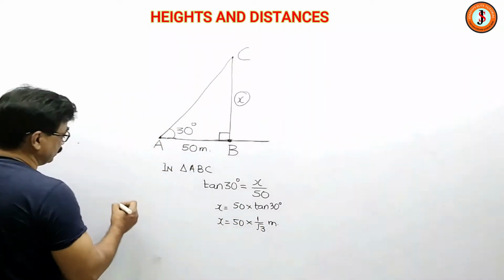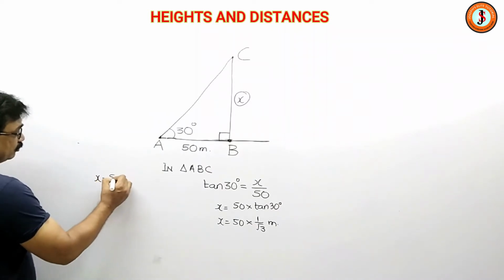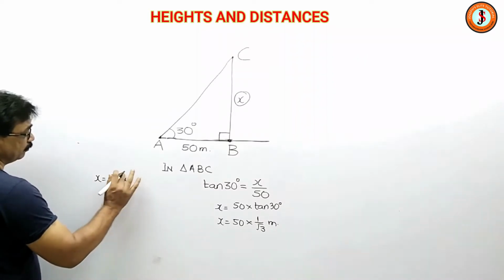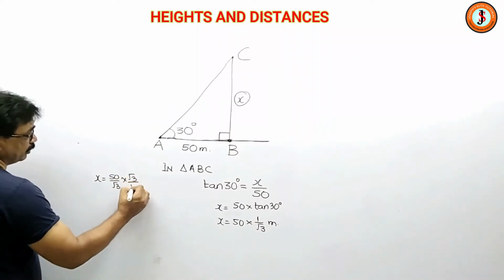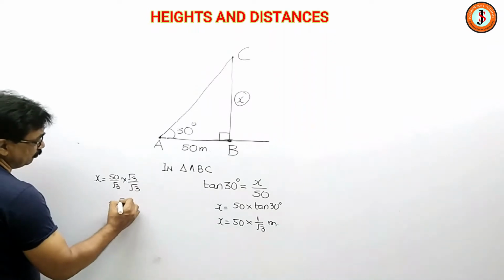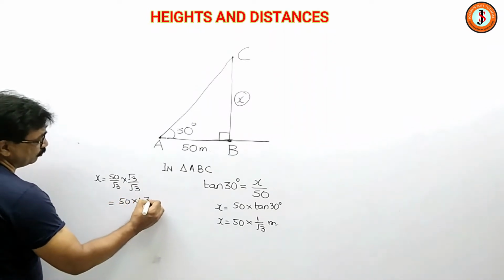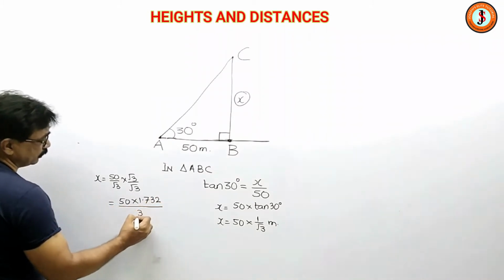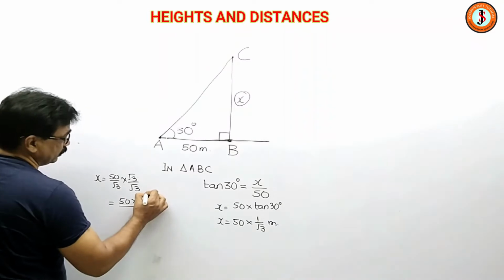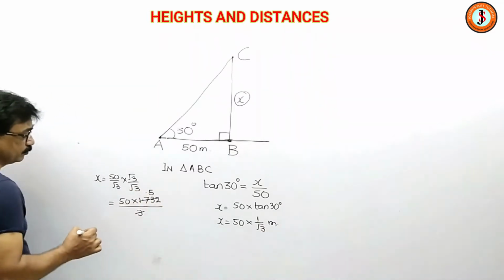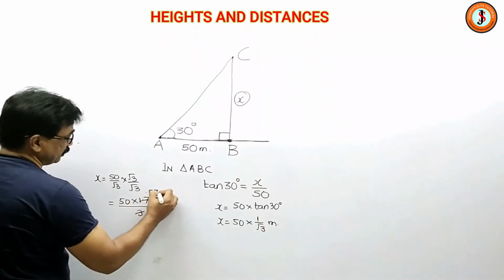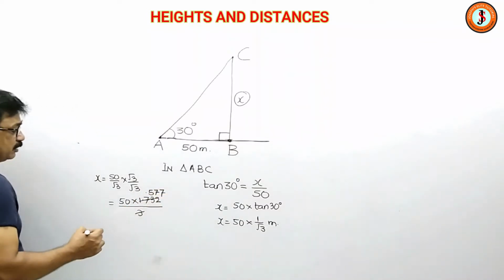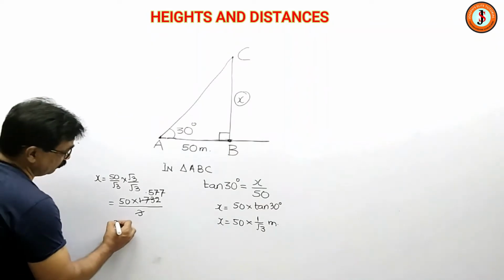Now you have to rationalize this. x is equal to 50 by root 3, and then we multiply top and bottom by root 3. That is what rationalization is. So it will be 50 into the value of root 3, which is 1.732, by 3. So how much is this? 3 5s are 15, 3 7s are 21, and then 3 7. So it's approximately 0.577 into 50.